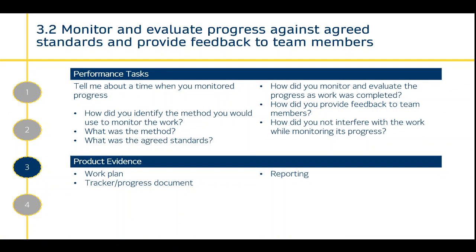3.2 is monitor and evaluate progress against agreed standards and provide feedback to team members. So this is you actually monitoring that progress and you're providing feedback to team members. Typically this would be if they are falling behind or if they are ahead of schedule. Sometimes being ahead of schedule can actually be an issue as well, depending on the specific project you're working on. But how do you provide feedback to say you're on progress or you're not on progress?